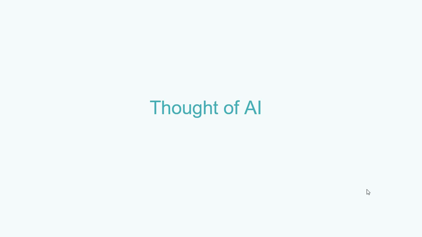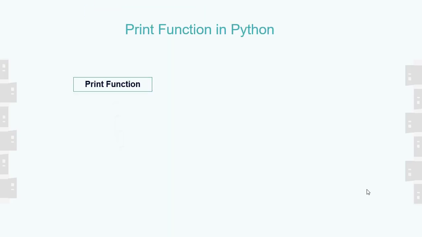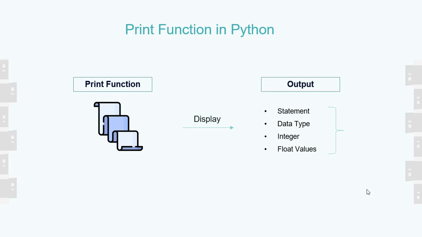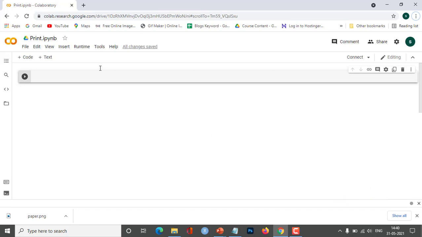In this video, I'll tell you about the print function in Python. So basically, the print function can be used whenever you want to display something in the output of your program, and it can be anything like a simple statement, a data type, or maybe some integer or float values. To illustrate this, let us see how to display the values that are stored in variables first. For this, we'll move on to the Colab notebook.